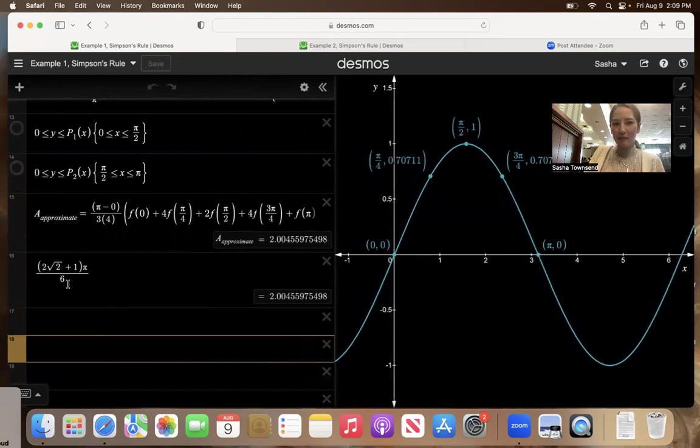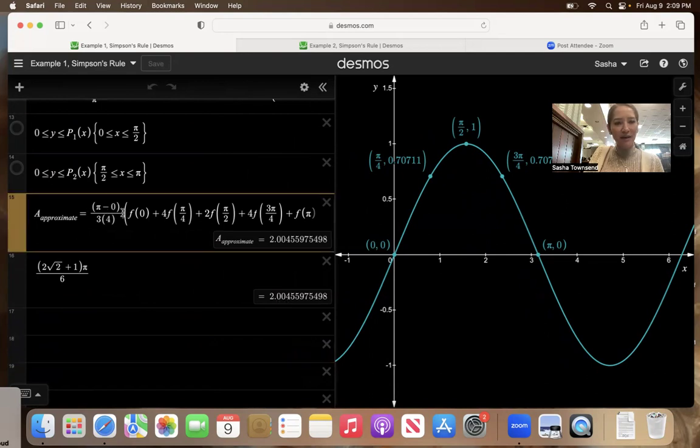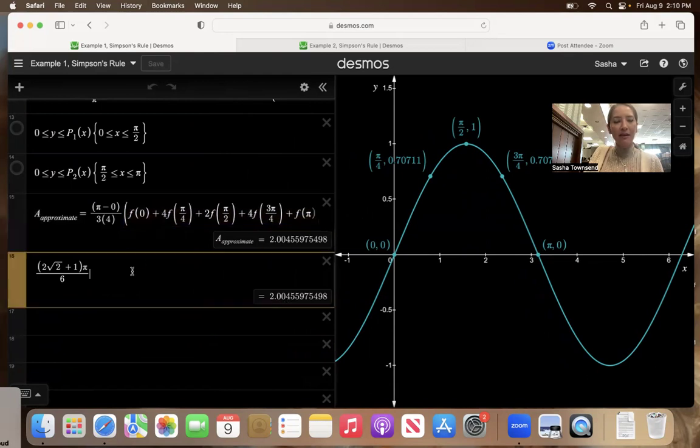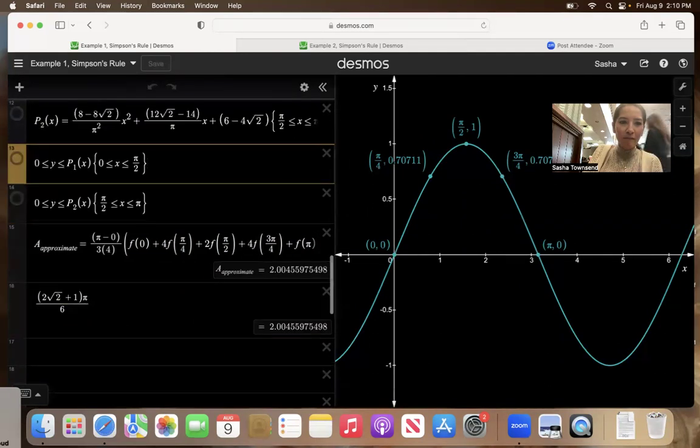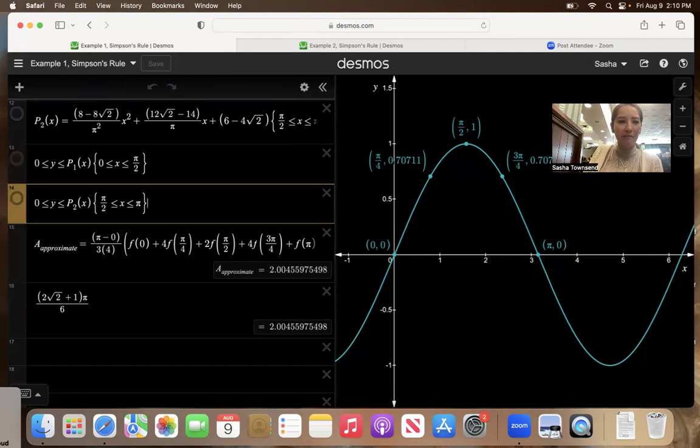This was the value that we came up with when we did the calculations by hand. It was 2.0046 approximately. And then when I had Desmos calculate that for me, they also gave me the same decimal approximation. So I know my hand calculations and Desmos's calculations are the same. And we can see that the difference between the actual integral value, which is 2, and this is less than 0.005. So it's very, very small error.